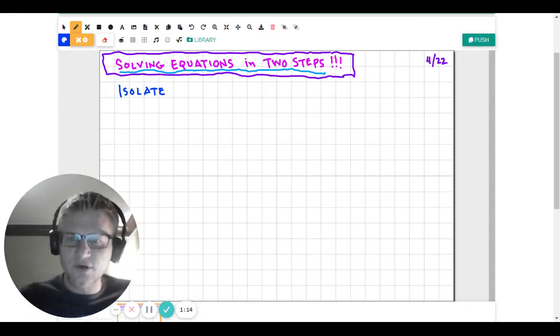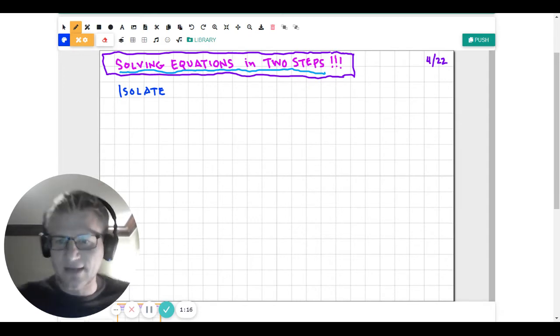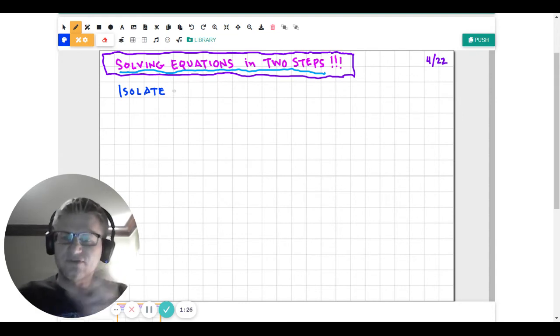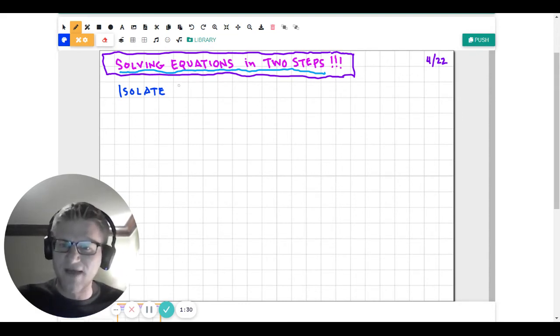The key word here is isolate. I wrote that down, isolate. I'm not sure if you know what that word means or if you've seen it. It's a strange looking word, but isolate means to get something by itself. So when we isolate, we try to find a way to get something by itself. In this case, the thing we're going to get by itself is the variable. We want the variable to be all by itself. So we're going to isolate the variable, right?